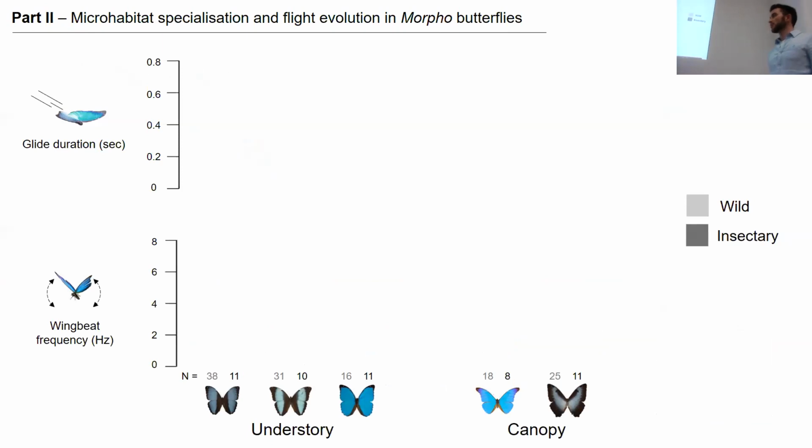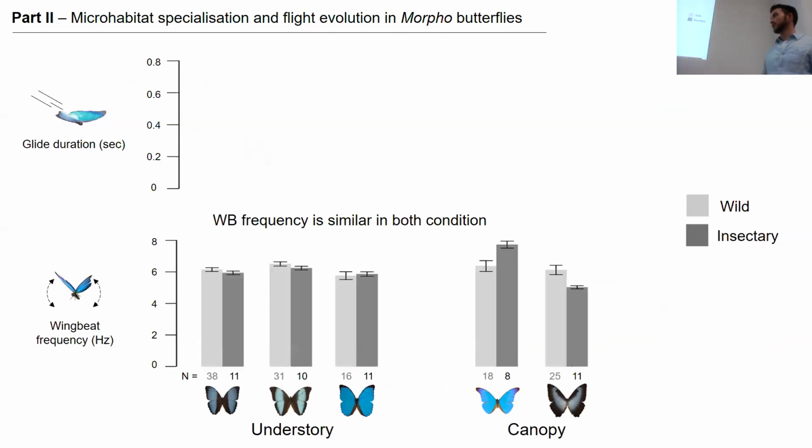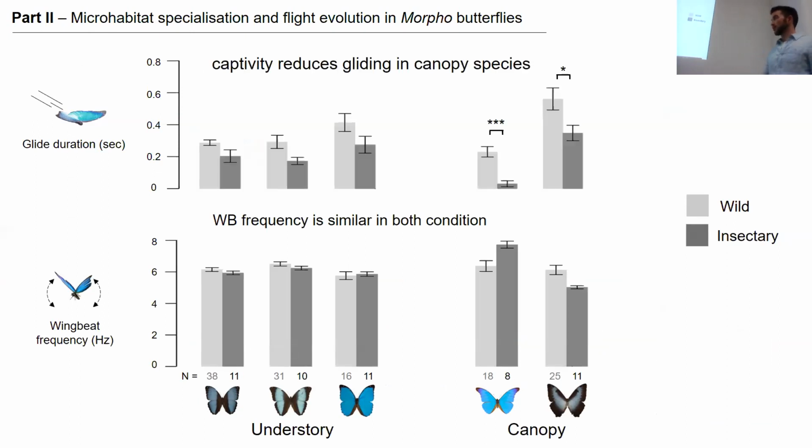And this comparison was done on a subsample of species, the ones we were able to film in both wild and insectary conditions. For the wing beat frequency, we found no difference between conditions. But the glide duration, however, tended to be lower in the insectary for all species, but this was particularly significant for canopy species. So captivity conditions seem to particularly affect the flight of canopy species.